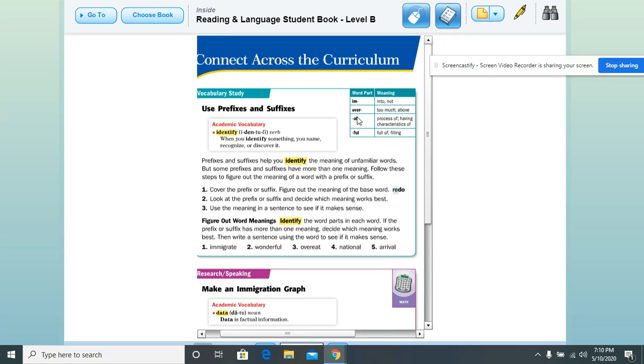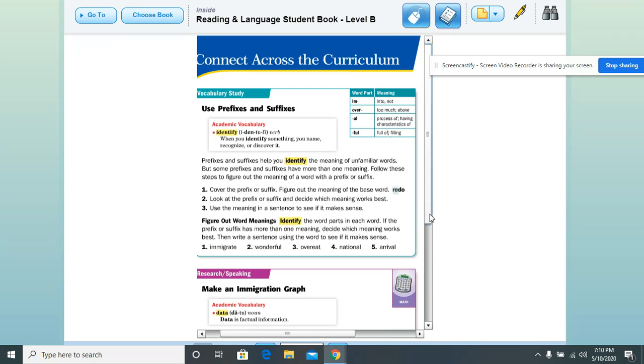We call that a suffix. So -al is the process of having characteristics, which means it will be an adjective, a descriptive word. Full, for example beauty-full, full of beauty, also comes at the end of the word. It is at the end of the word, so it's a suffix. Full of means filled with.